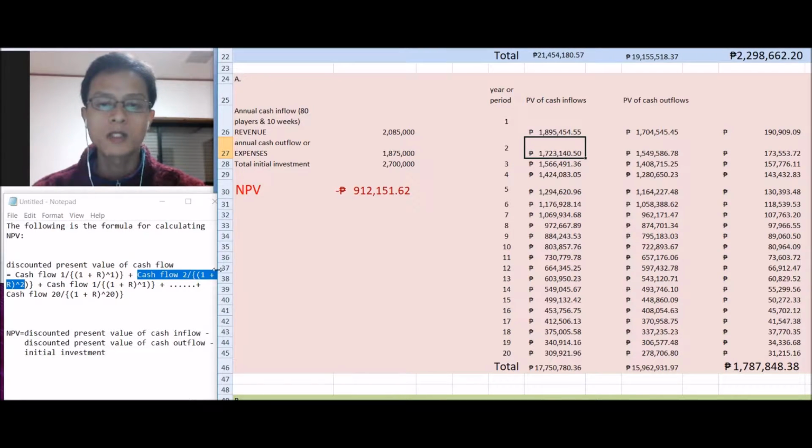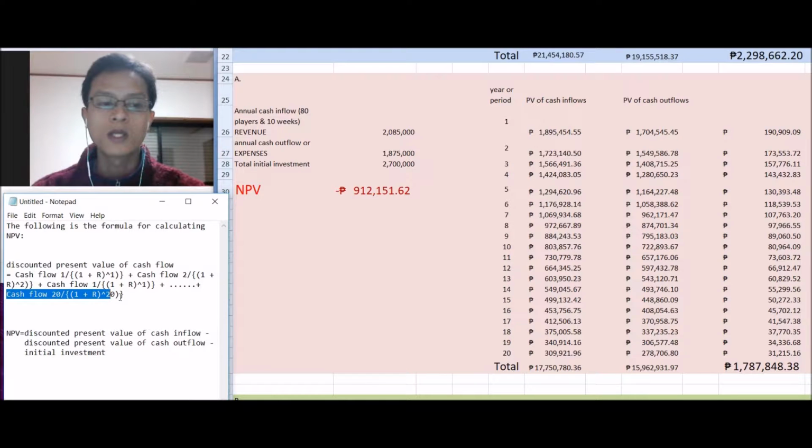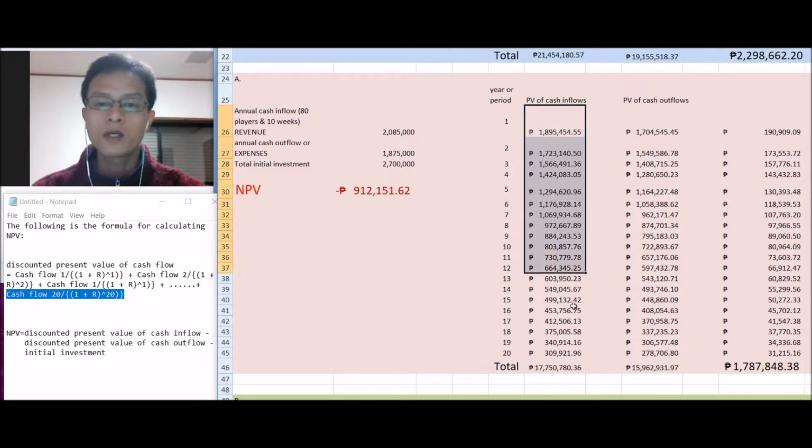Just continue the process, plus all the discounted cash flow up until you reach the period number 20 here. So the result should be this one in here. After you're done, take the sum of all the discounted cash flow. It should give this amount here, and that's for the inflows.